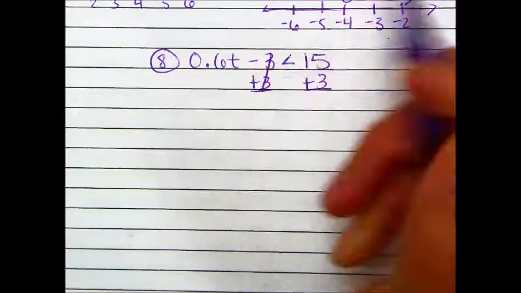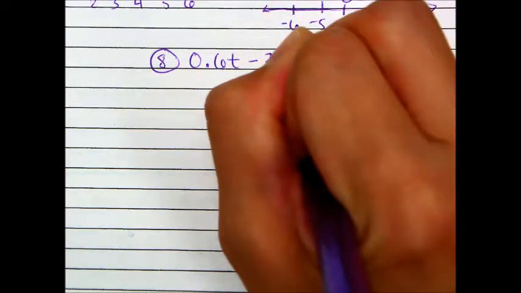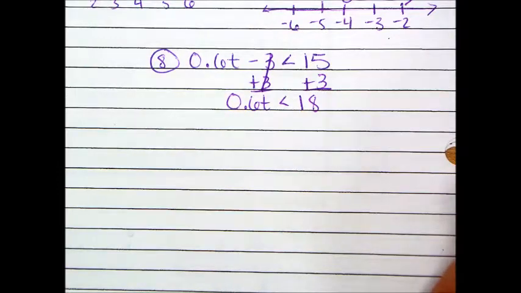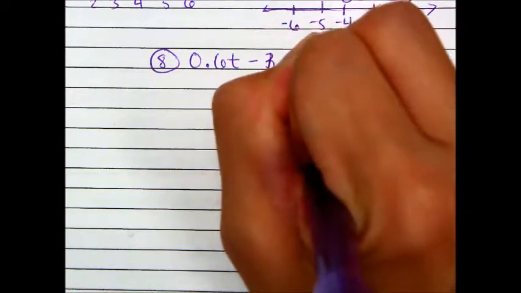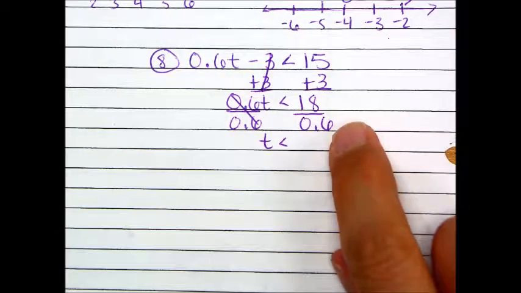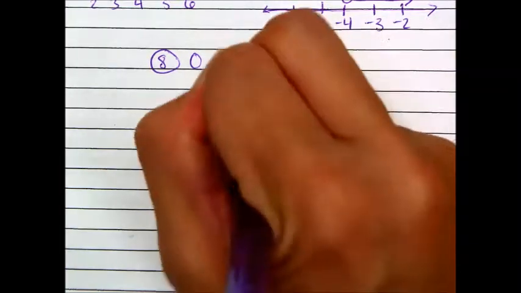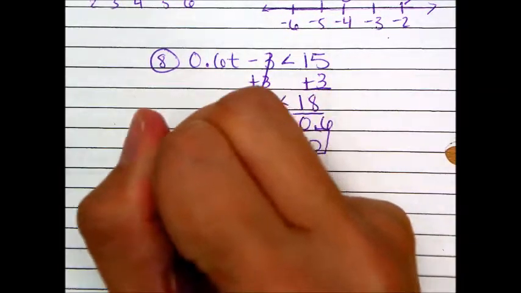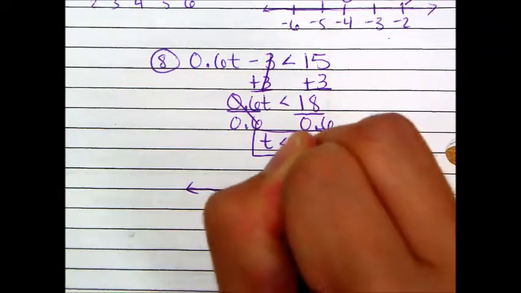If I was going to solve this for t, we would add 3 to both sides and get 0.6t is less than 18. We would divide by 0.6 on each side. And even though it started out as a decimal, this actually divides nice and evenly. And 18 divided by 0.6 comes out as 30. So on this number line, I would put 30 in the middle.